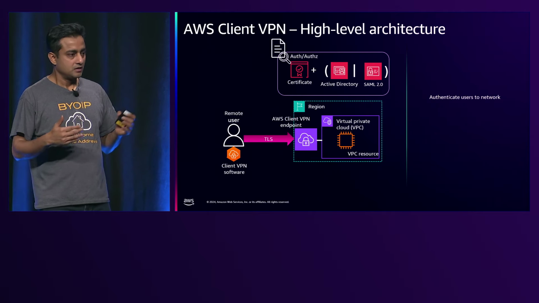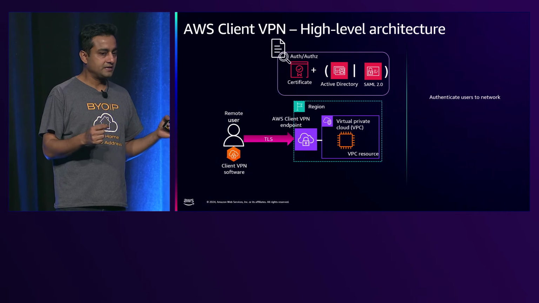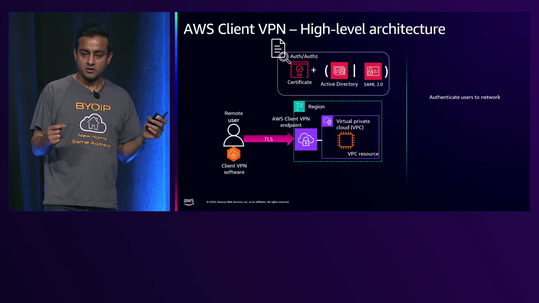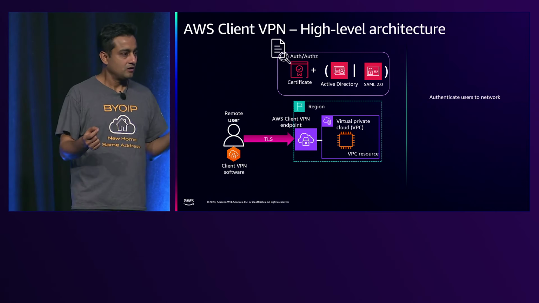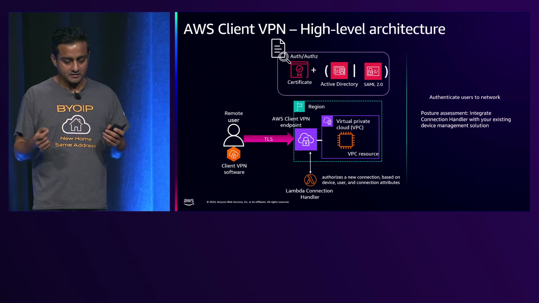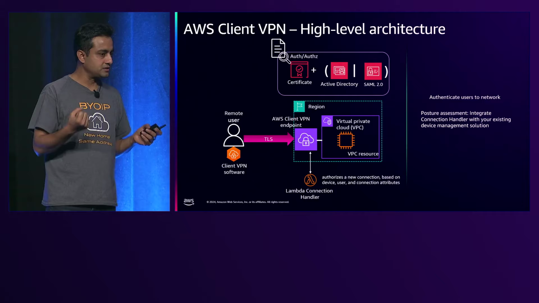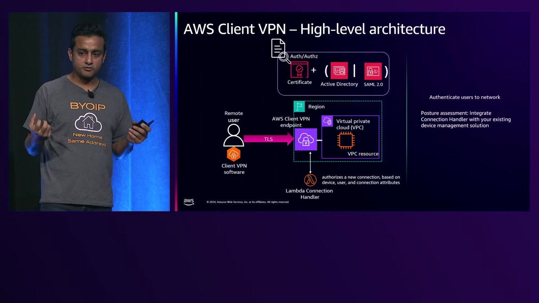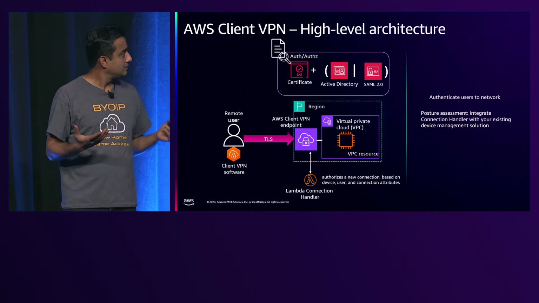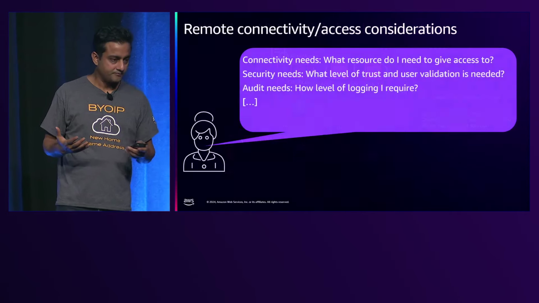Before the connectivity is established, you can authenticate the users using either a certificate, Azure Active Directory integration, or your identity provider using SAML. You can also create a connection handler. With a connection handler, you can write custom scripts to pull in users, their credentials, and their device information. Essentially, you can build a posture assessment, and based on that you can establish the connectivity.